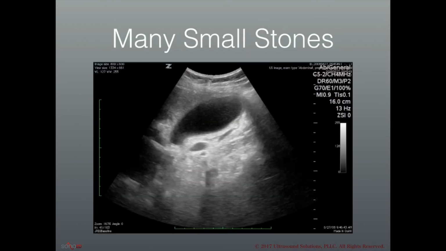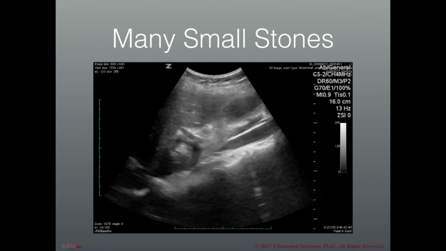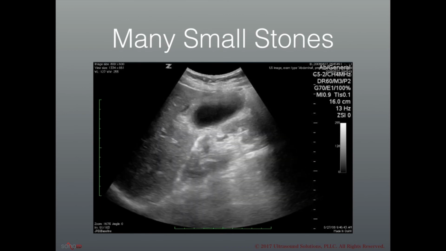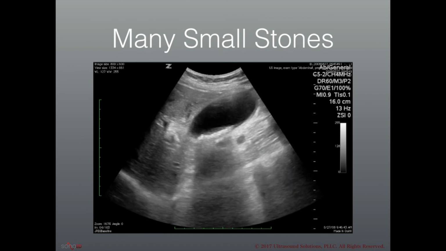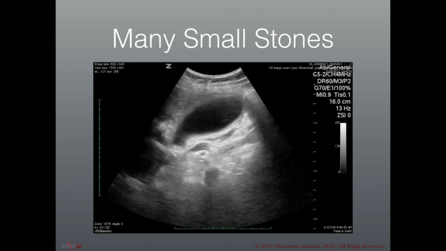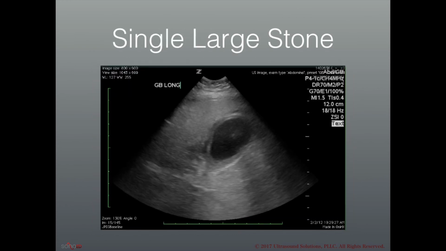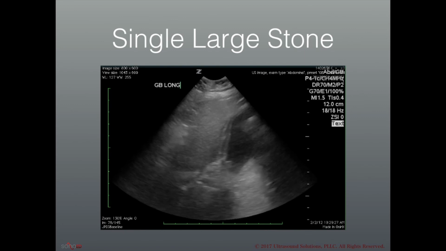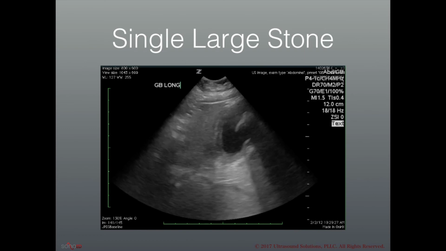Here's an example of a lot of small stones. You'll see them at the dependent portion of the gallbladder. They look like little pearls and they have dense shadow behind them. They're lined up in a row. I'm going to let this video play for just a moment. Be sure that you can identify these gallstones. Here's an example now of one very large stone in the gallbladder. You can see that it's about 2 centimeters, maybe a little less, but has very dense shadow behind it.